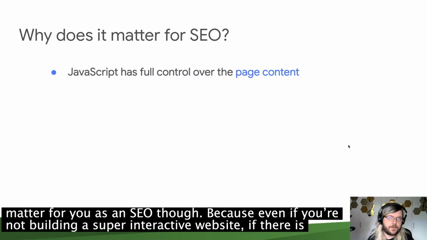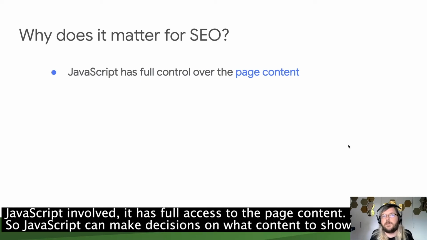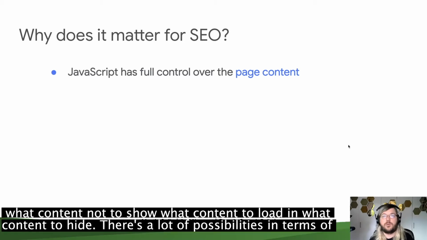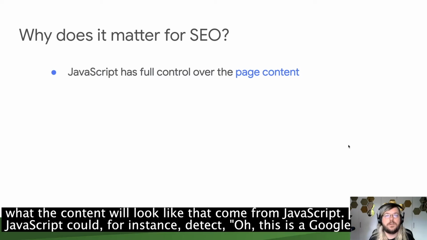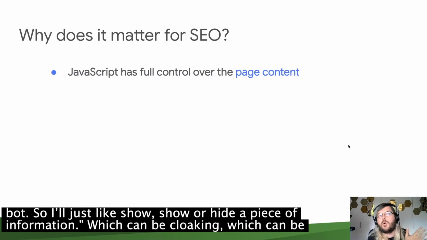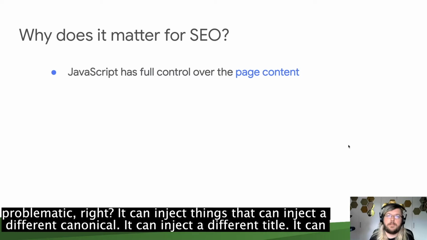It does matter for you as an SEO though, because even if you're not building a super interactive website, if there is JavaScript involved, it has full access to the page content. So JavaScript can make decisions on what content to show, what content not to show, what content to load in, what content to hide. There's a lot of possibilities in terms of what the content will look like that come from JavaScript. JavaScript could, for instance, detect, oh, this is Googlebot, so I'll show or hide a piece of information, which can be cloaking, which can be problematic, right?